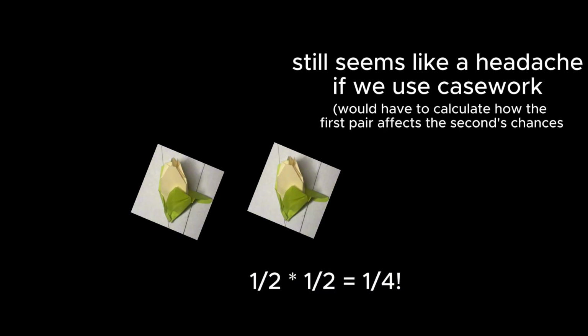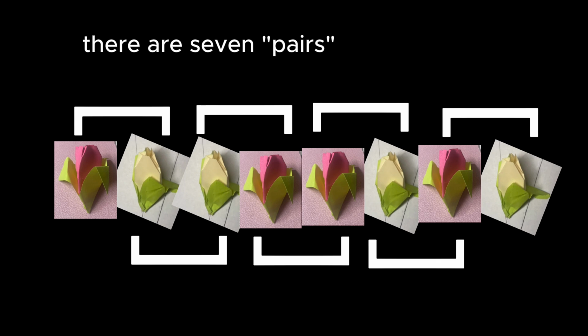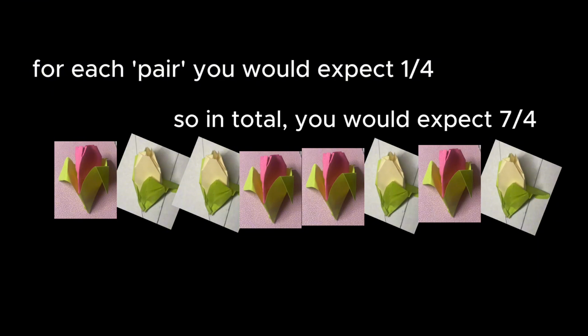If we use casework, we still have a bit of a headache because we have to calculate how the first pair affects the second, third, and the rest's chances. But if we use our prior linearity of expectation formula, we can make it a lot easier. For now, we don't have to worry about whether the cases are dependent or not. It doesn't matter, because for each of the 7 pairs, the expected value is 1/4. And since there are 7 pairs, we would expect 7 times 1/4 adjacent yellow corns. So in total, you would expect 7 over 4 pairs of adjacent yellow corn.